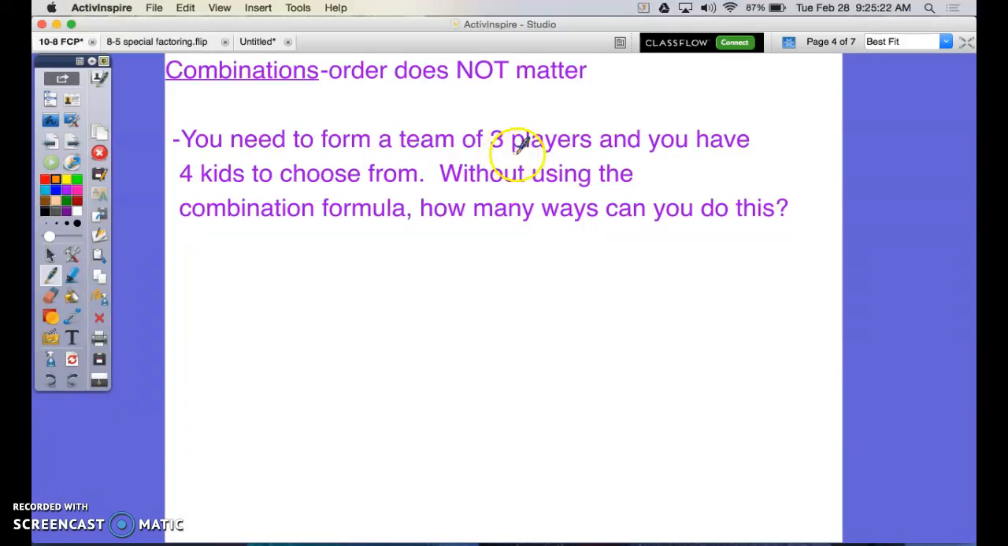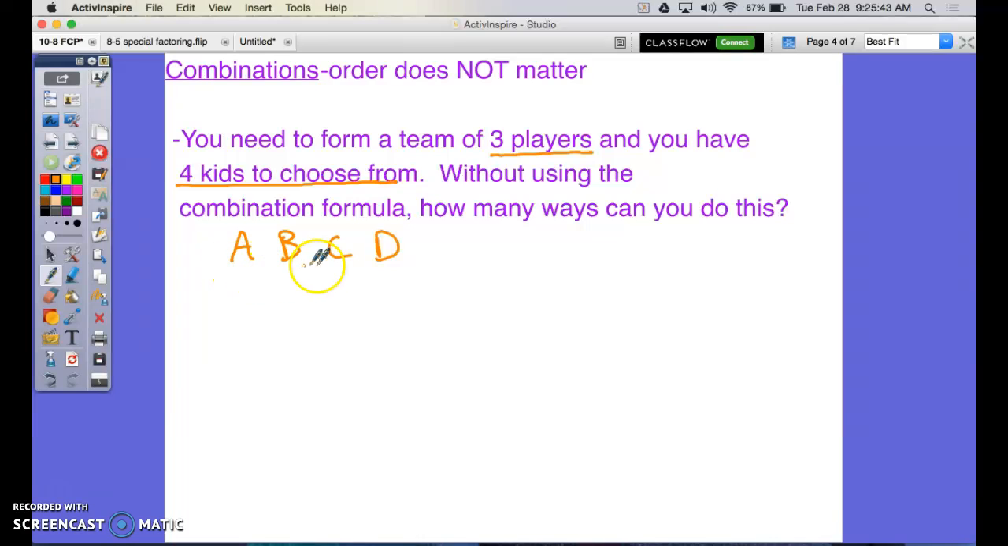You need to form a team of 3 players, and you have 4 kids to choose from. Without using the combination formula, how many ways can you do this? So I would recommend you just set up 4 kids, and for the sake of saving time, I'm going to call them kid A, B, C, and D. Now, how many ways can I form a team of 3 players?